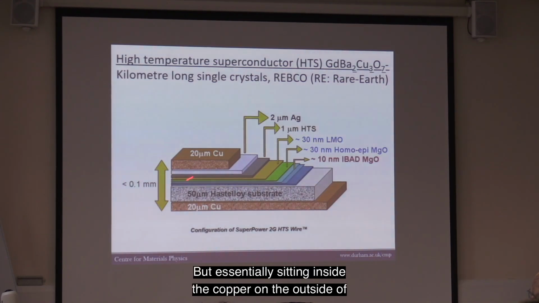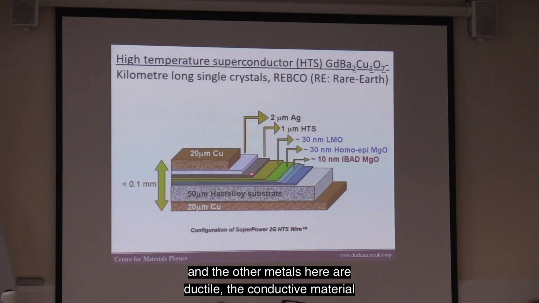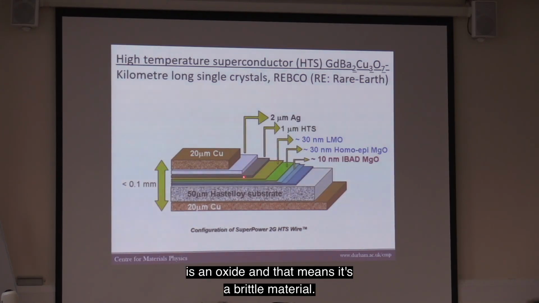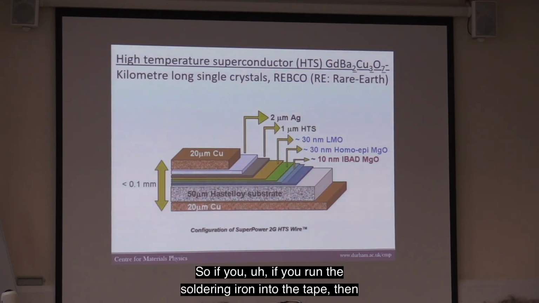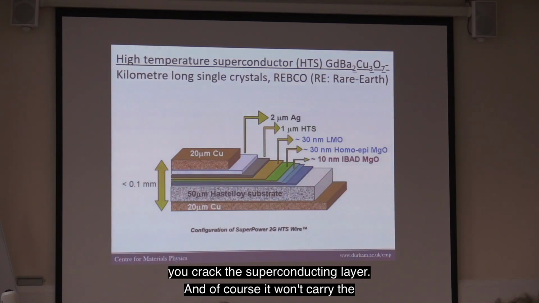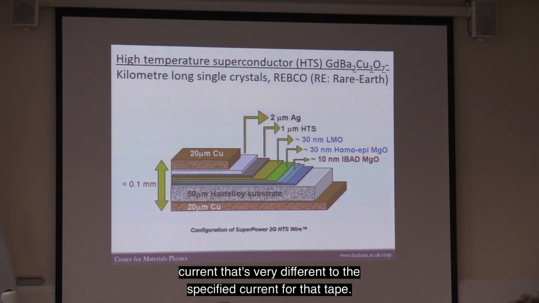but essentially sitting inside the copper on the outside of these tapes is a layer of superconducting material. And the thing to remember here is, although the copper, of course, and the other metals here are ductile, the superconducting material is an oxide, and that means it's a brittle material. So if you run the soldering iron into the tape, then you crack the superconducting layer, and of course it won't carry the current that it should. It will carry some current, but a current that's very different to the specified current for that tape.